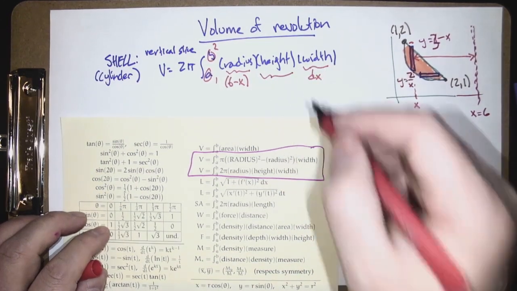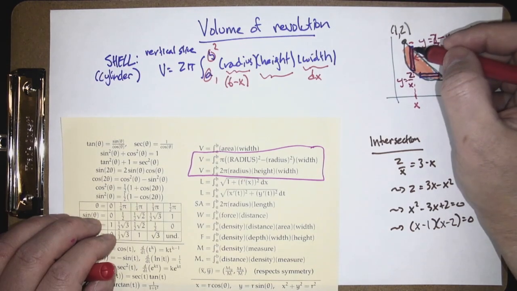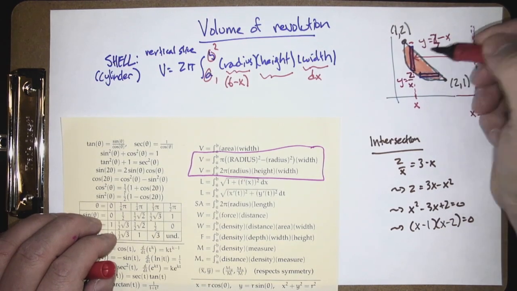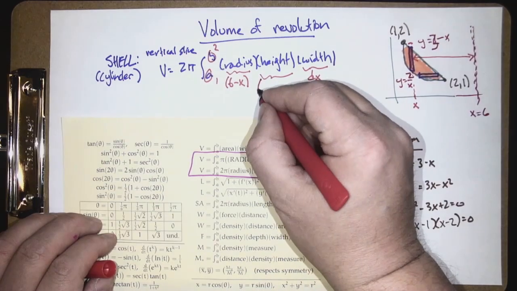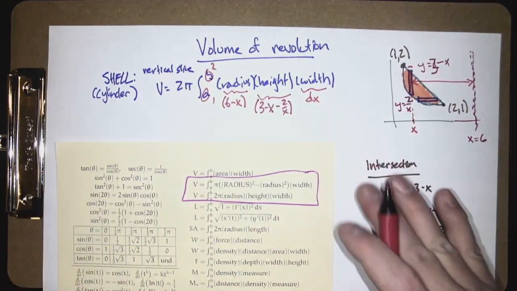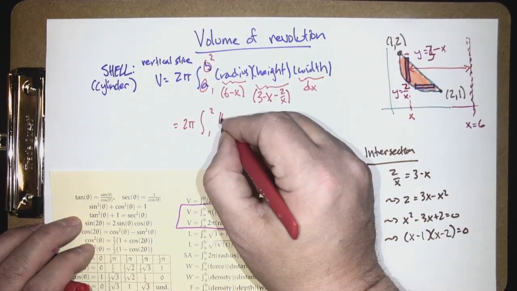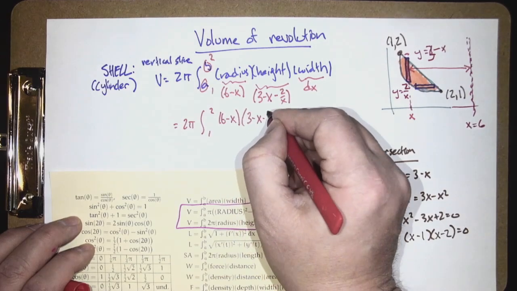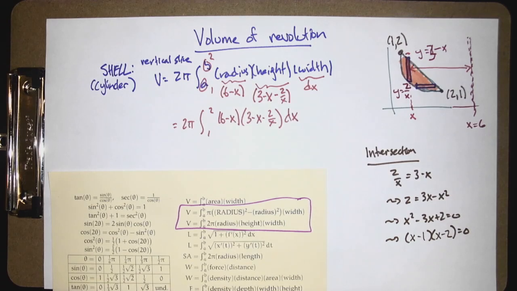What's the height? The height is the height of the rectangle, so you take the large minus small: 3 minus x minus 2 over x. So put it all together, and you get 2 pi integral from 1 to 2 of (6 minus x) times (3 minus x minus 2 over x) dx, which you could carry out if you did some foiling and a bit of computation afterwards, but in the interest of time, we won't do that.